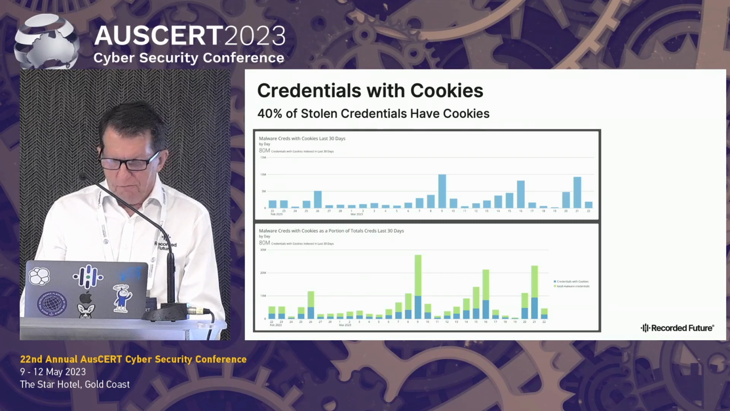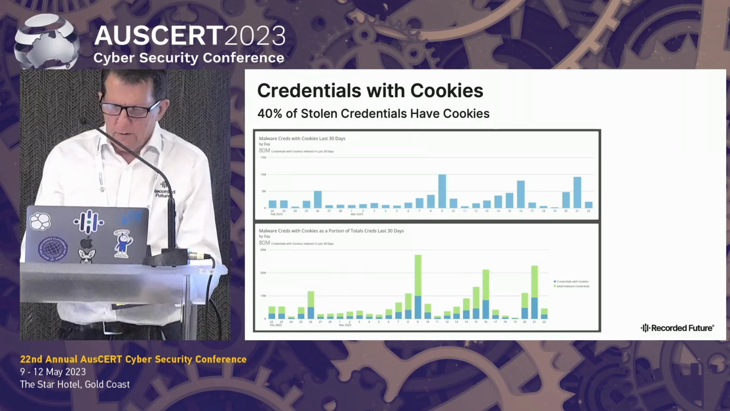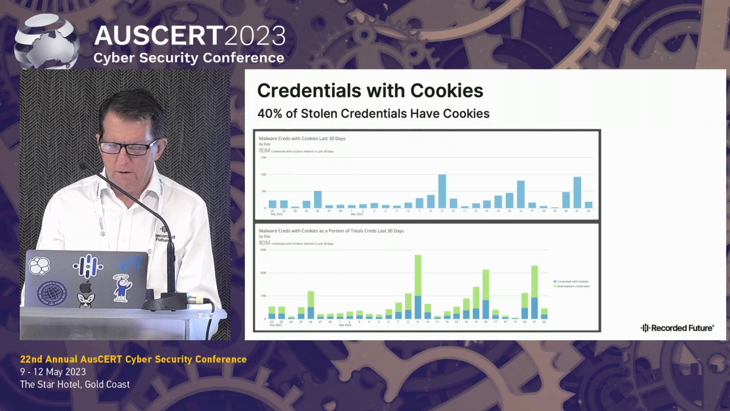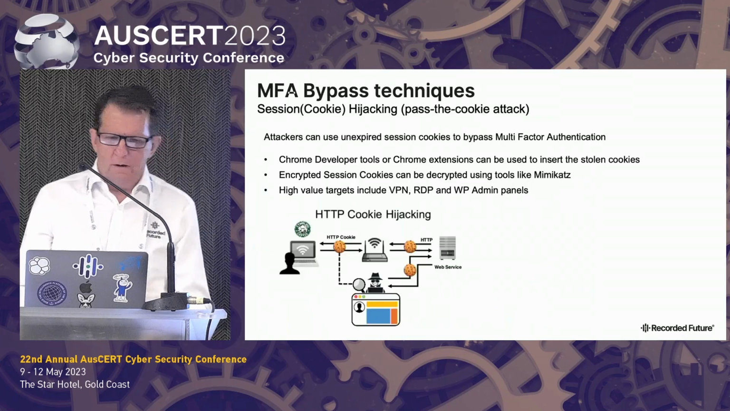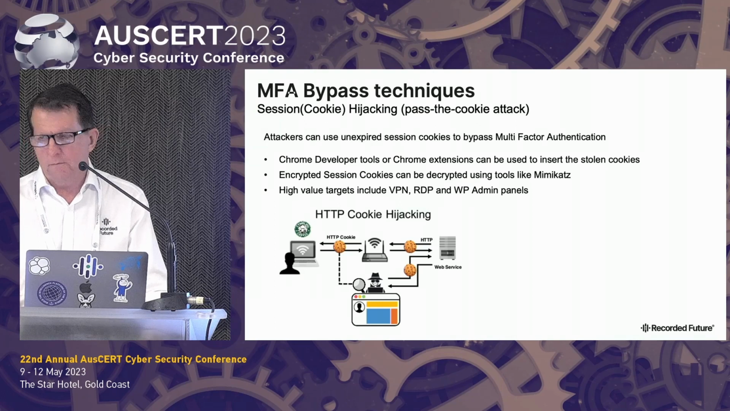The bottom graph is showing cookies. The blue is malware with cookies, steal logs with cookies, compared to the data. So something like 30 to 40% of credentials have cookies in them. And cookie bypass techniques are well documented and well known.